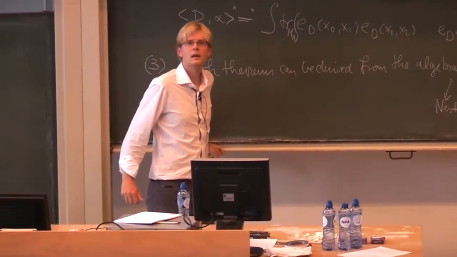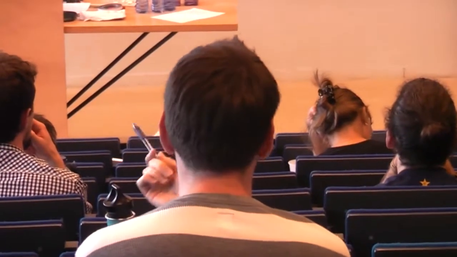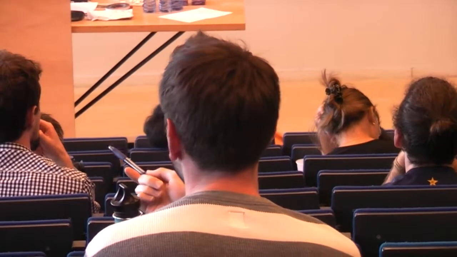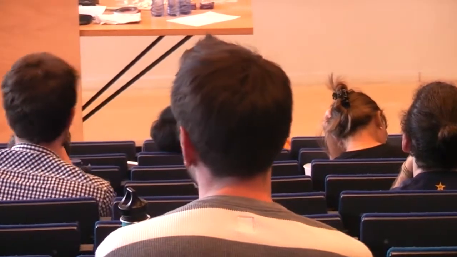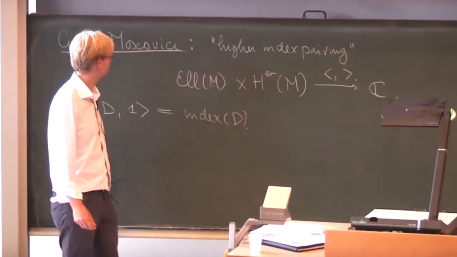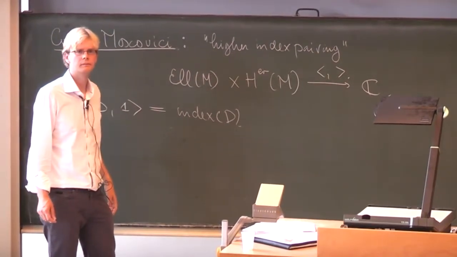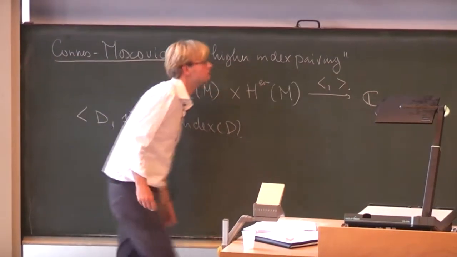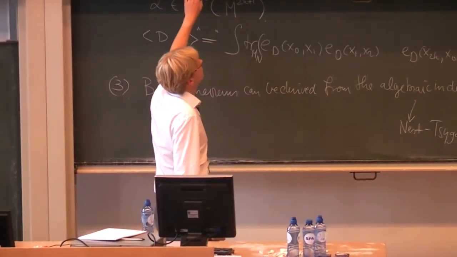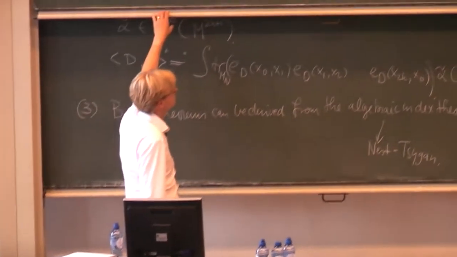Yes? I have a question about the higher index pairing. The module of origin H even is K0, and then you have an index pairing of elliptic operator with K0. Are these two pairings related? So you're asking about K-theory? Yes. So I'm deliberately not mentioning this because it's a little bit more difficult than that. So can I answer this question? Let's think. No, let me answer it later. I think it's better.